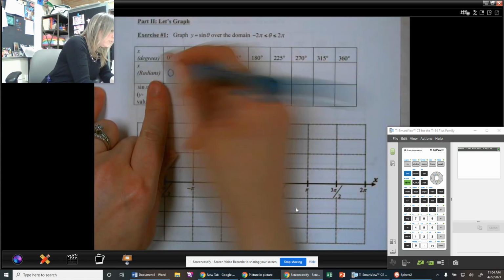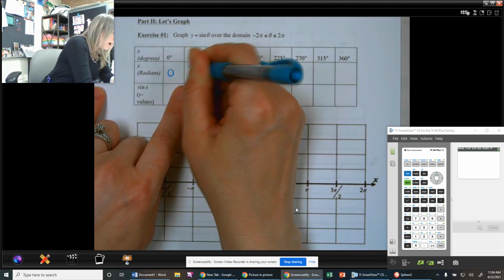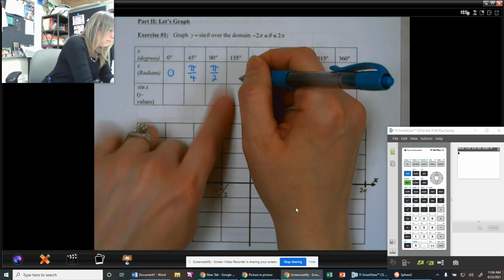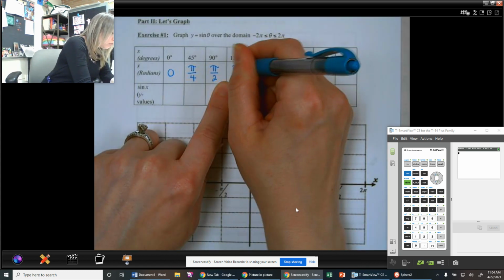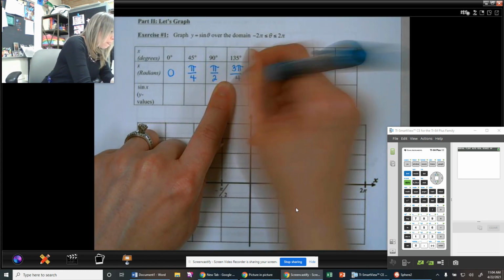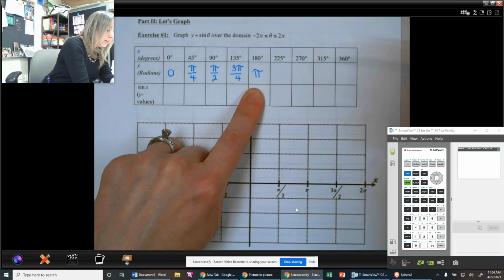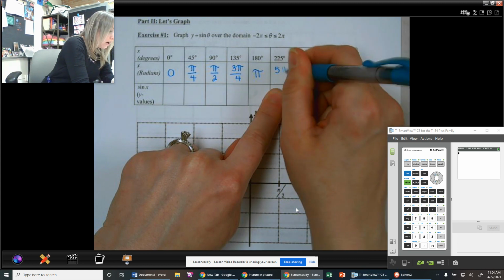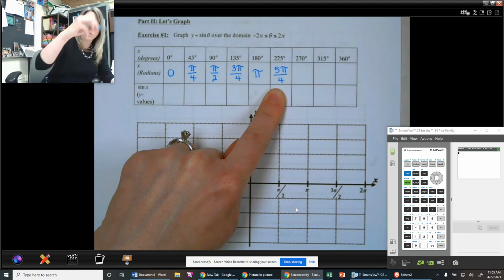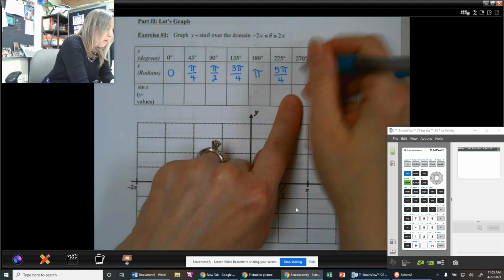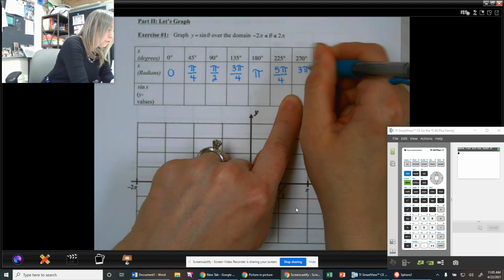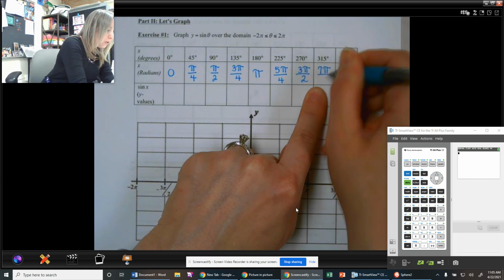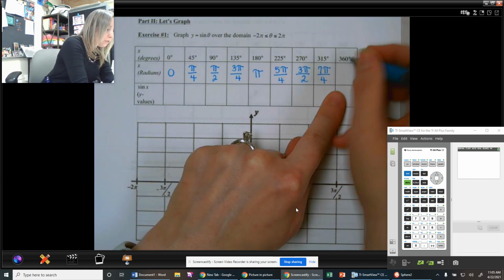So 0 degrees is 0 radians. Then we've got pi over 4 radians, pi over 2 radians for 90 degrees. 135 is 3 pi over 4. 180 is pi radians. 225, so we're just on the other side there, that's 5 pi over 4, just on the other side of the circle, down at the bottom. This is 3 pi over 2 for 270. We've got 7 pi over 4 for 315, and then we've got 360.